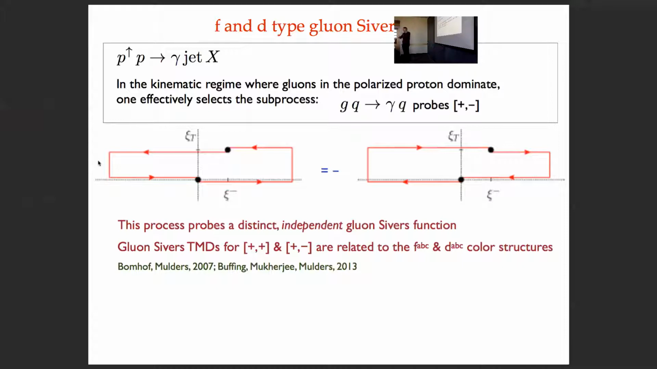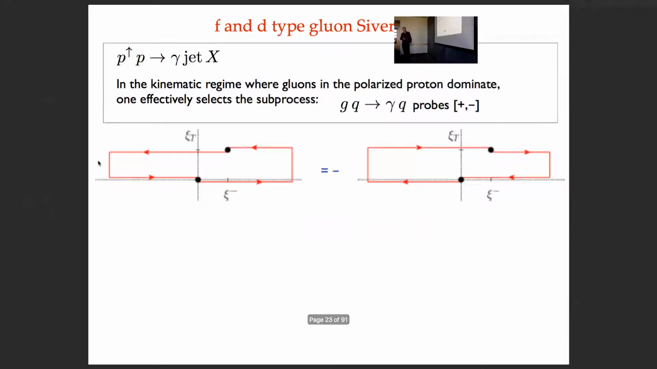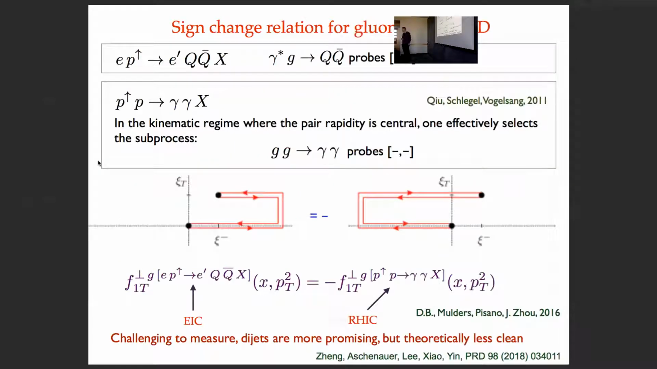So why is it important? Is Sievers TMD not real? You can not define it to be real. Yeah, it's not necessarily real. It's just odd under the interchange. The color structures DABC and FABC: this one is related to the DABC, and this one is related to the FABC.